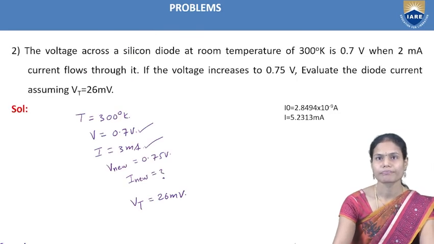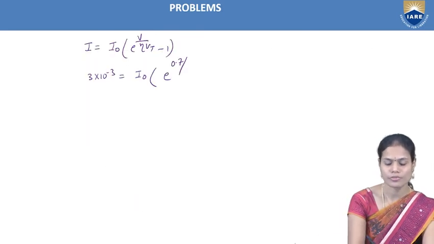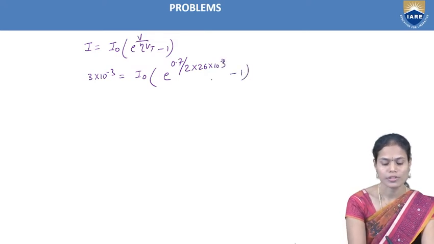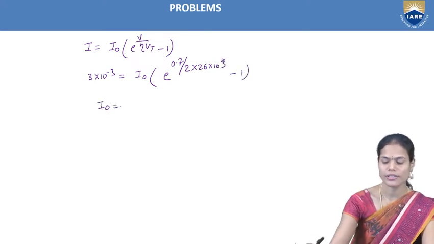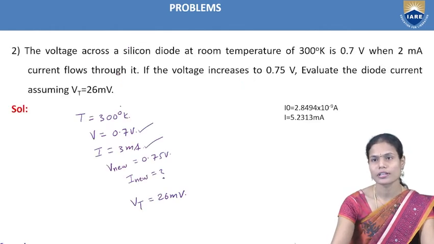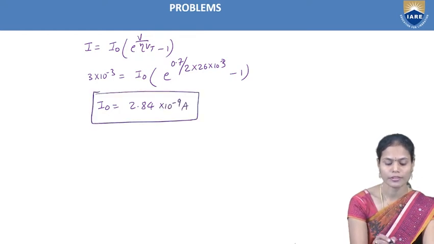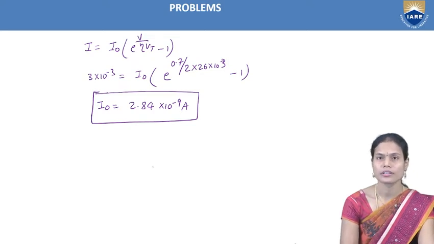And it is a silicon diode, so the eta value is 2, and the Vt value is 26 millivolts. So 26 into 10 power minus 3, minus 1. If we simplify this, we will get the reverse saturation current as 2.84 into 10 power minus 9 amperes. So this is the reverse current.